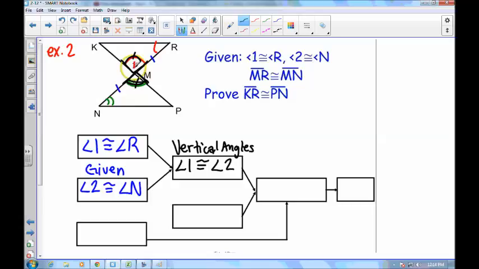Now we finally have a connection between the two triangles. If we know that their vertical angles are congruent, but originally, I'm going to put this back to the original. Originally 1 and R were congruent, and 2 and N were congruent, and now we know the vertical angles are congruent. How does that start a chain reaction? Mara? Ah, good. It shows that angle N and angle R are also congruent. How can we say that, Mara?